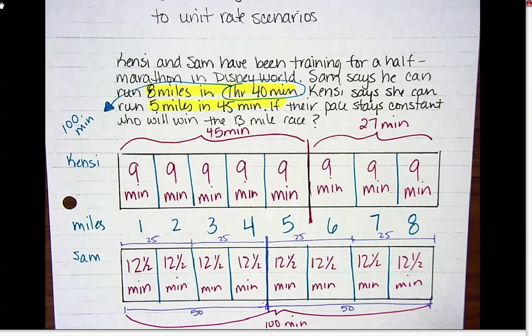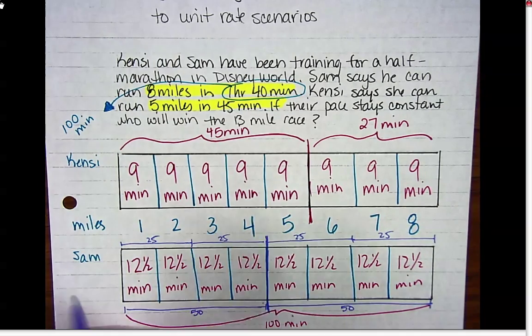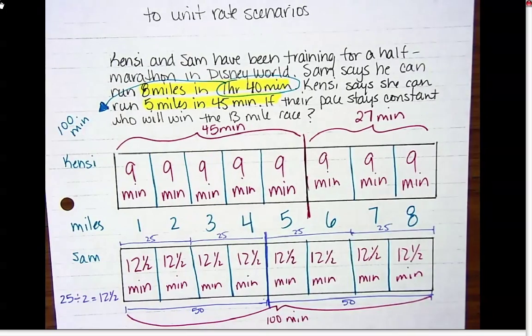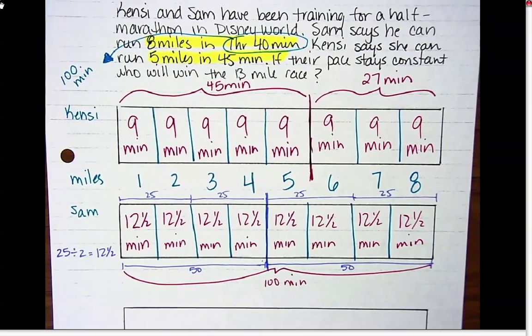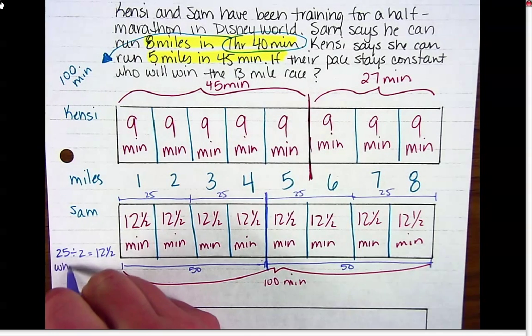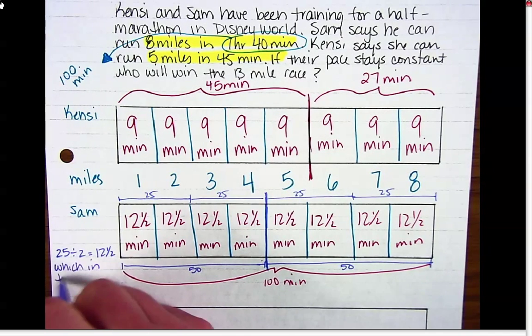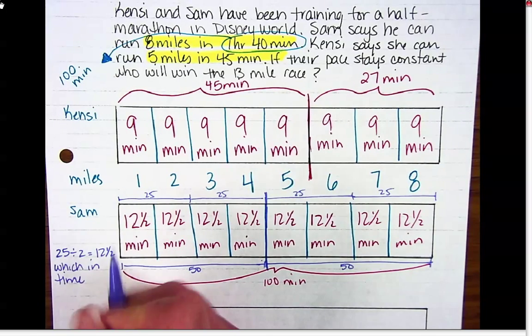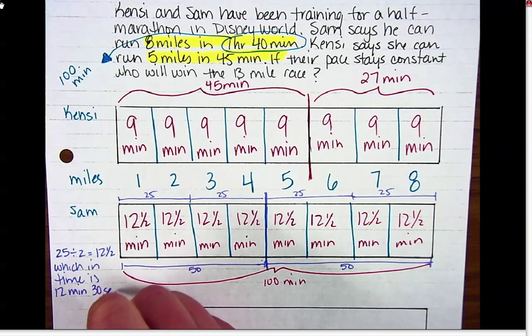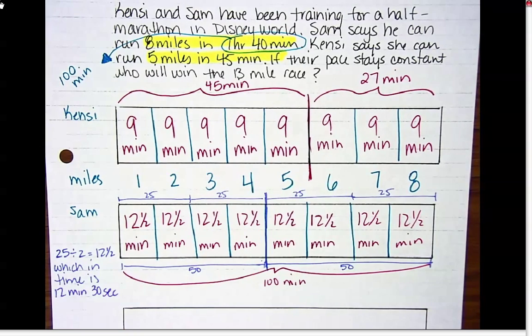So I'm going to put a little note on the side. First I'm going to put that I did 25 divided by 2 equals 12 and a half, just so that I remember how I got my information. Then which in time is 12 minutes, 30 seconds, because half a minute is 30 seconds, okay?